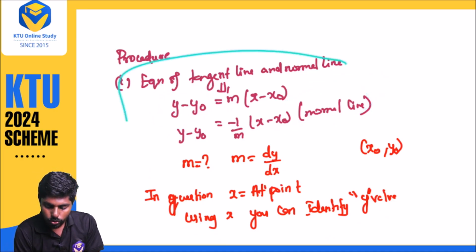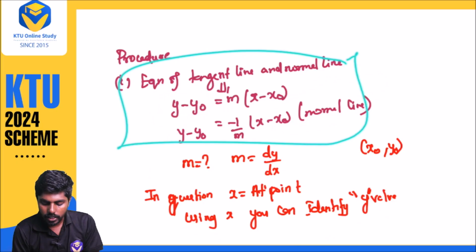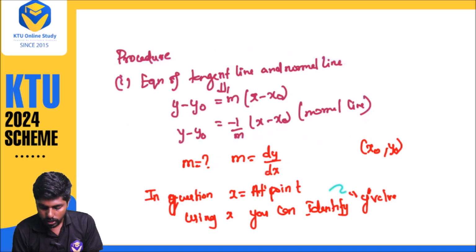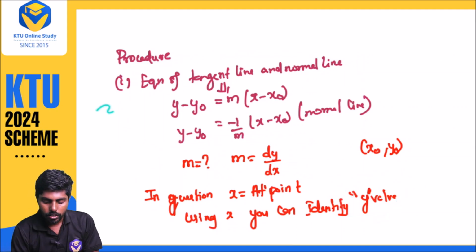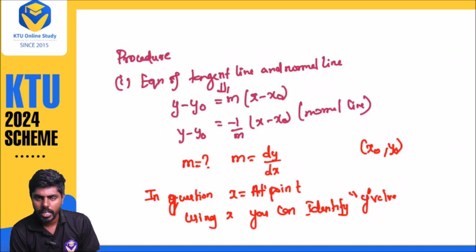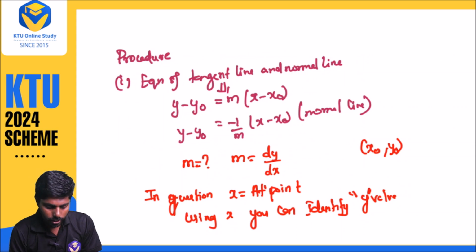That is, if you want the equation of the tangent line, find dy by dx, then substitute and identify the value of y, then substitute everything in the equation, and you will get your equation of the normal line and tangent line. Very simple problem. If you know the equation and the derivative formula, it is a very simple problem. We will go to the second problem.